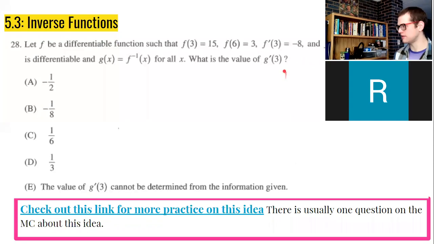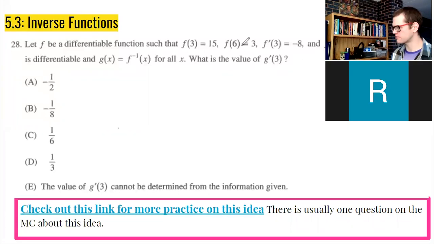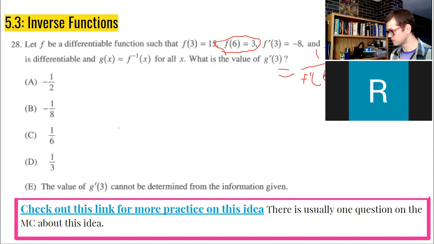So I want g prime of 3. So let's annotate. Looking at my options, g prime of 3, that's corresponding to this one right here. So what this is really telling me is what's 1 over f prime of 6. Because the point (6, 3) is on f, so the point (3, 6) is on g. So f prime of 6 is -2. So I want 1 over -2. My answer is A.